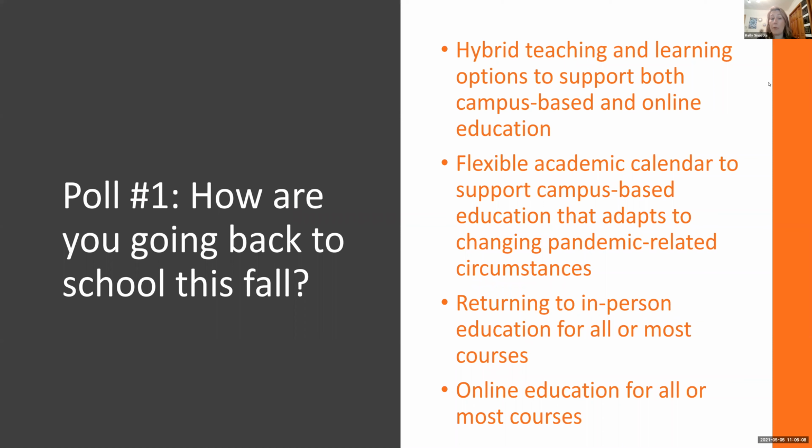So what we wanted to start with today was first a poll regarding how are you going back to school this fall? That will pop up in front of you. Your options are hybrid teaching and learning options to support both campus-based and online education, flexible academic calendar to support campus-based education that adapts to changing pandemic-related circumstances, returning to in-person education for all or most courses, or online education for all or most courses. And of course, this is a topic that we've seen that's been quite popular across many news outlets, and even amongst our own clients, there's lots of different options available. So I'm going to give everyone a few seconds to respond to that poll.